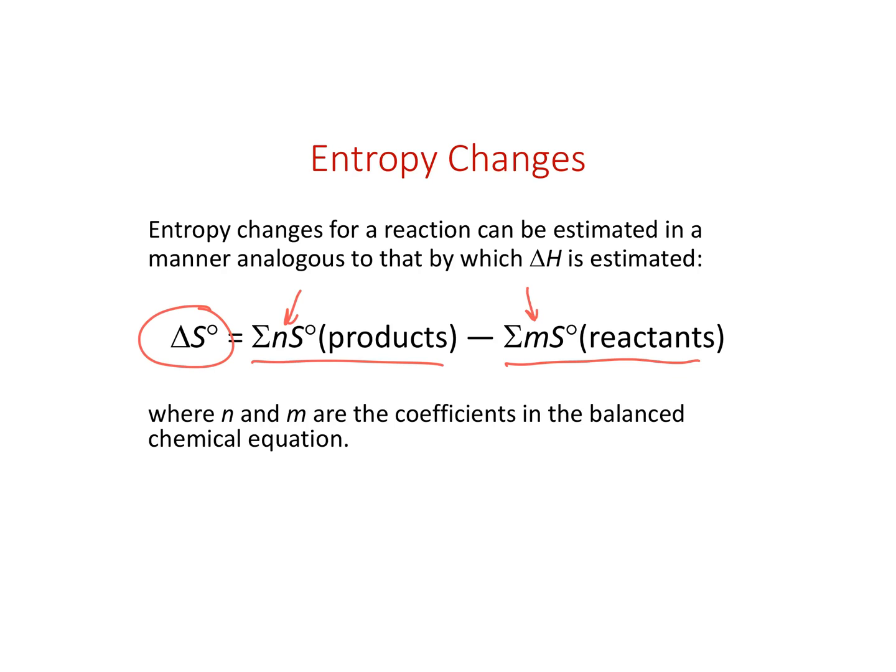And so that's what this calculation means. My change in entropy equals the summation of the entropy of the products minus the sum of the entropy of the reactants, where we get these coefficients right from the balanced chemical equation, because the entropy is given as a molar quantity. So if I have 10 moles, I have 10 times the entropy.